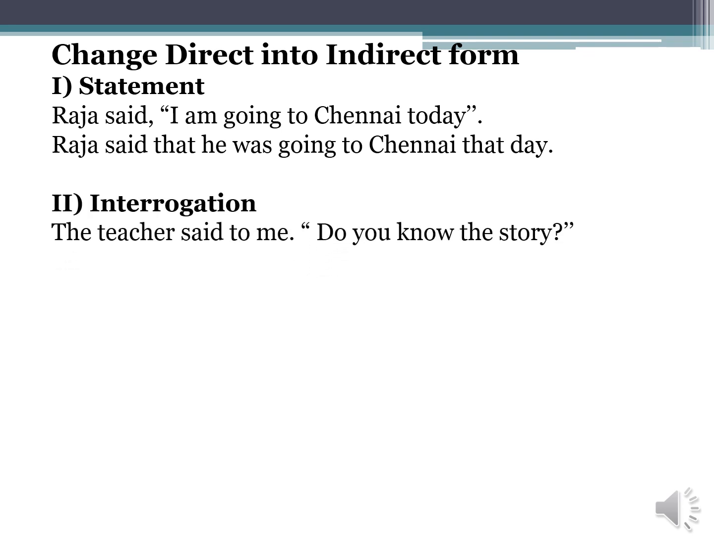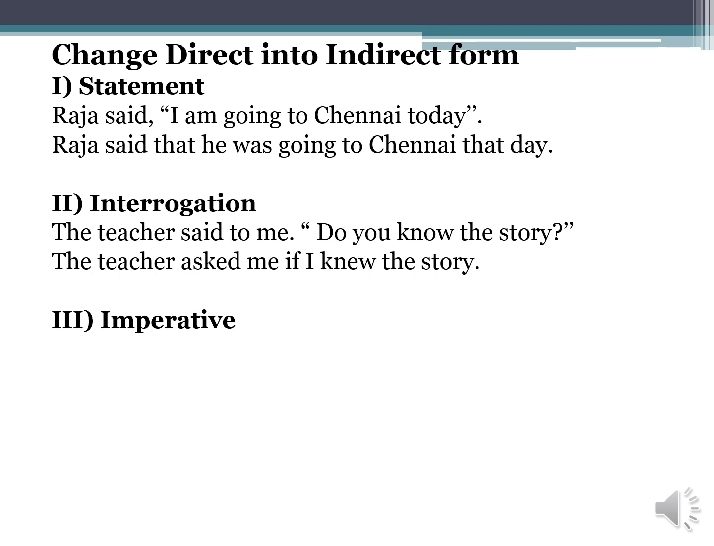Interrogation: The teacher said to me, do you know the story? Look at the answer here. Said to becomes asked. The connecting word is if. You know becomes I knew. So the answer is: the teacher asked me if I knew the story.